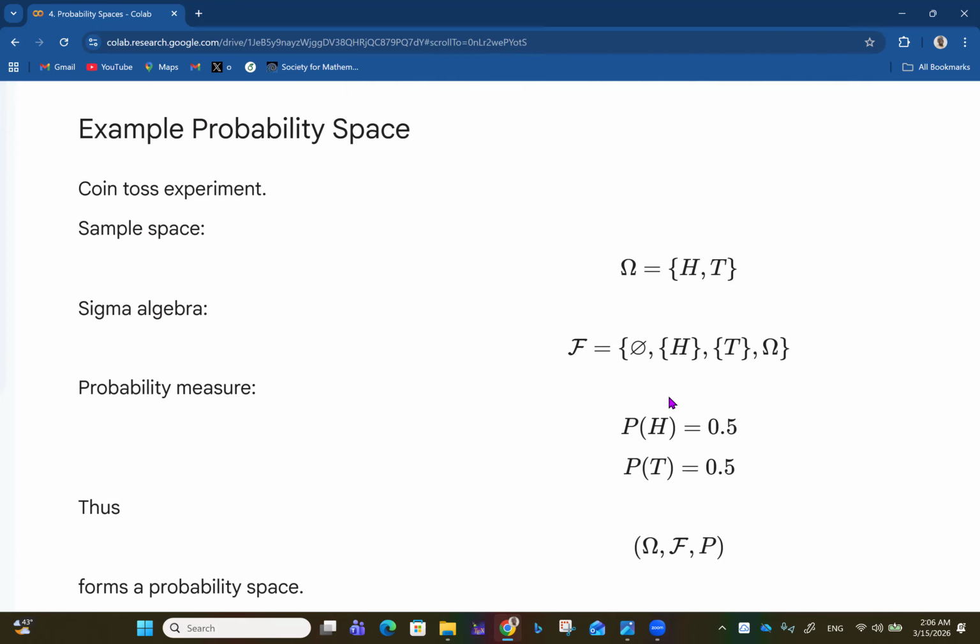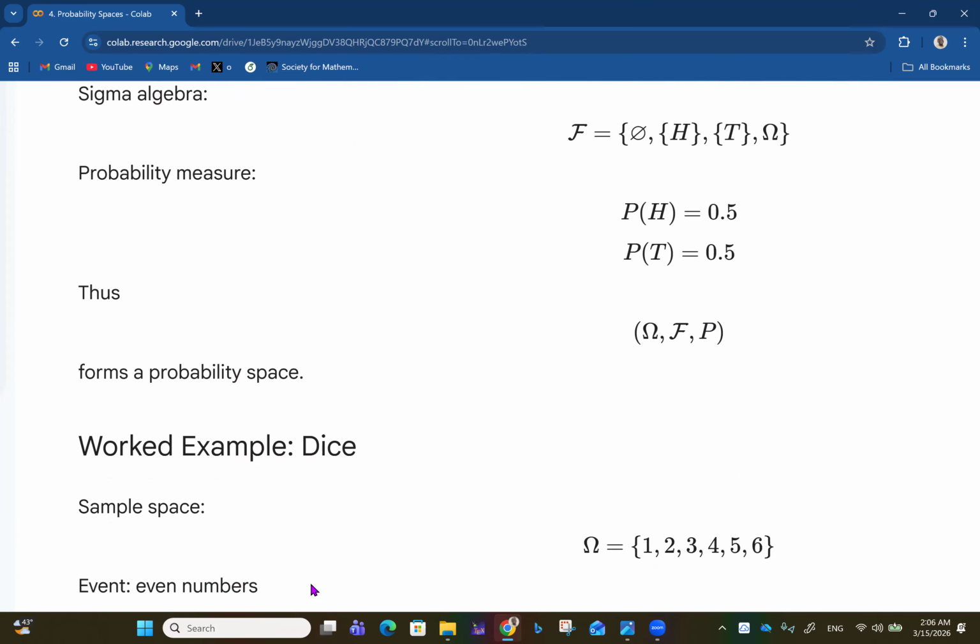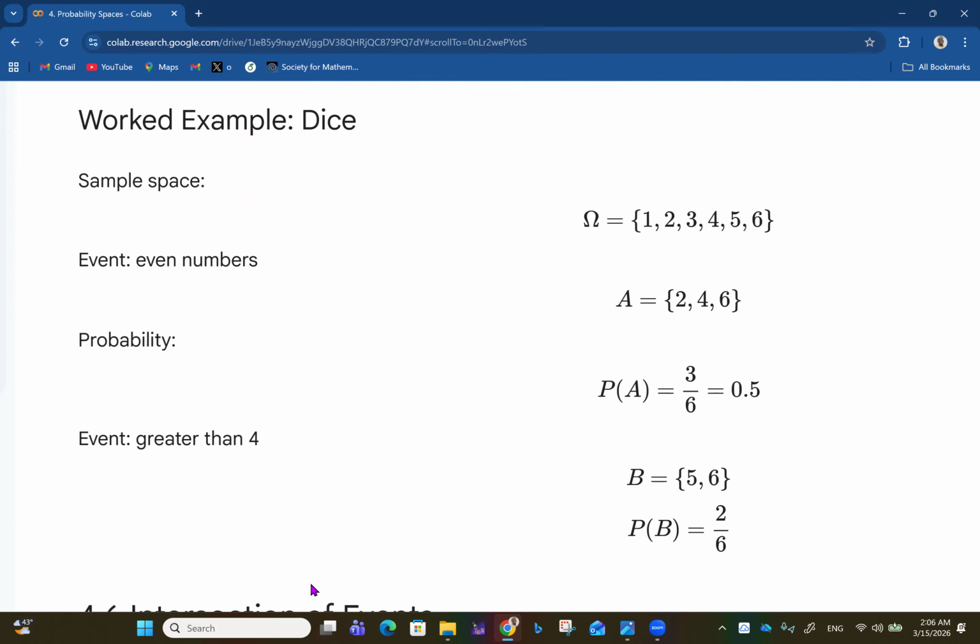Then you have the probability measure. The probability that you're going to get a head when you toss a coin is 0.5. The probability you're going to get a tail is 0.5. Thus, in this case, the sample space {H, T}, this F, and the probability measure all form a probability space. So the probability space is a triple of omega, F, and P, the probability measure.